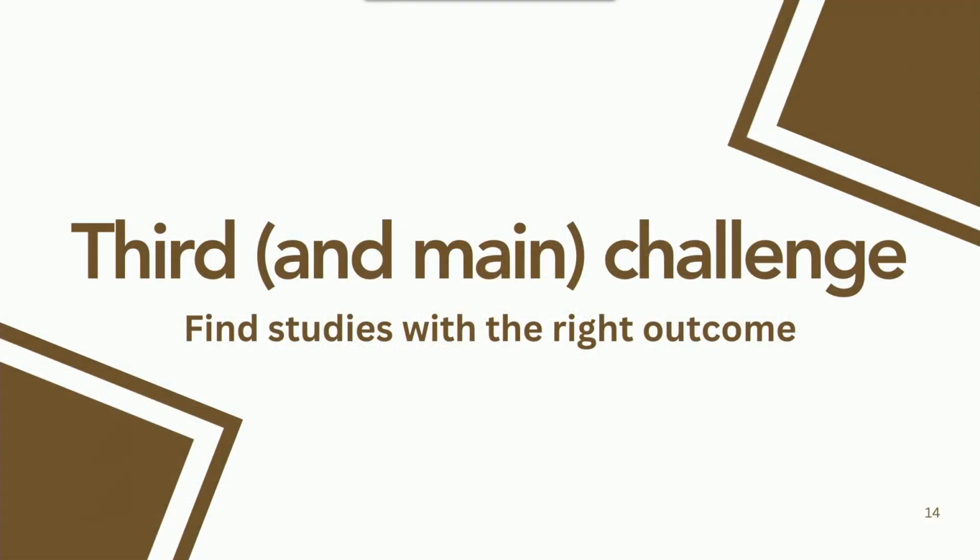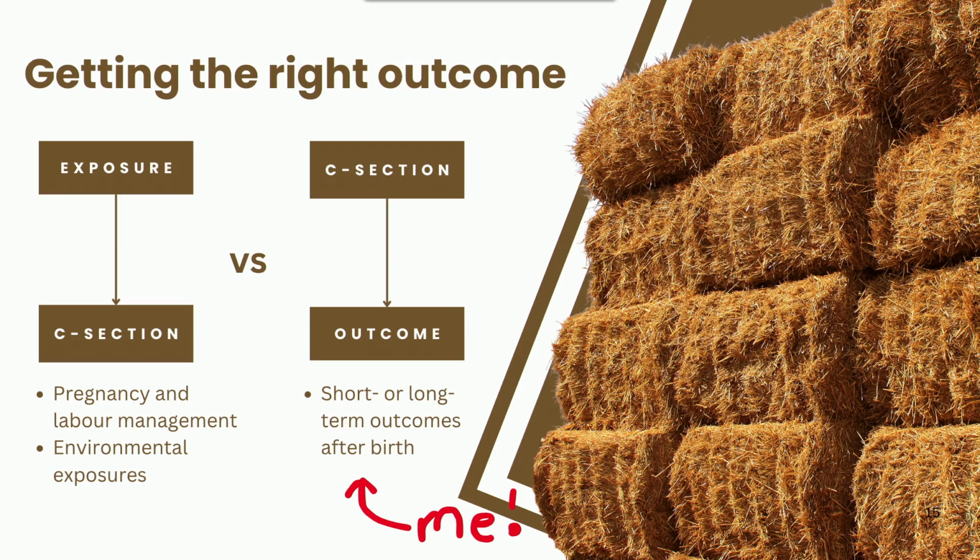And the next problem, and my main problem, was finding studies with the right outcome. I needed to separate the studies which have C-sections as the outcome, which is common for studies about pregnancy and labour management, from studies that look at C-section as the exposure, and looking at the short and long-term outcomes after the birth. Now, no matter what you do, and no matter which combination of keywords you use, you cannot do this using keywords only. I even consulted with university librarians, and they couldn't figure it out either. And they're the research wizards, the database wizards.